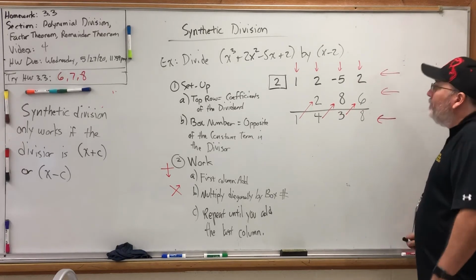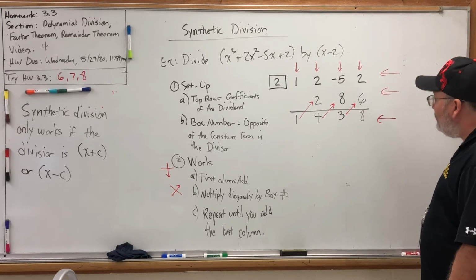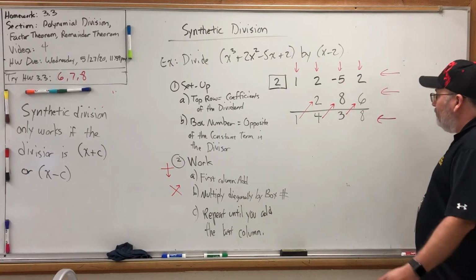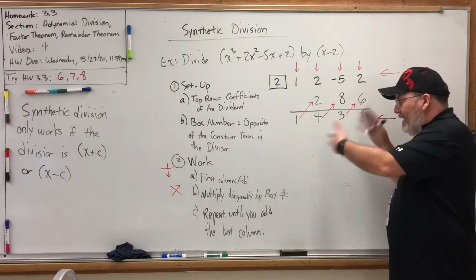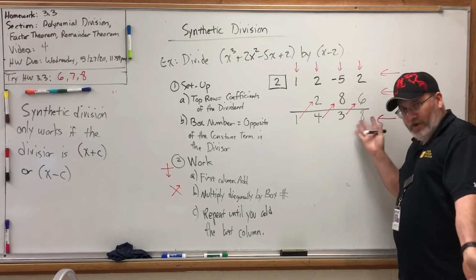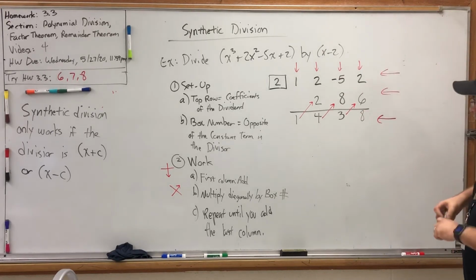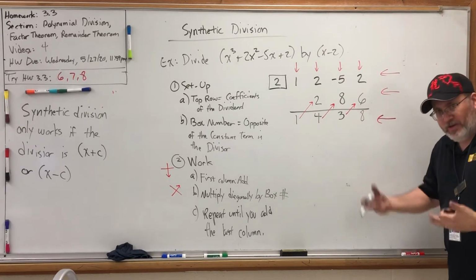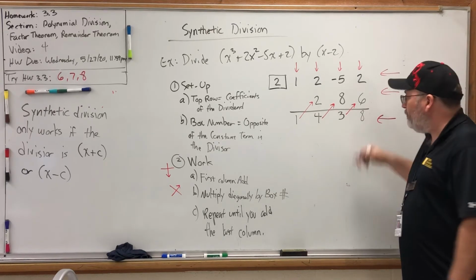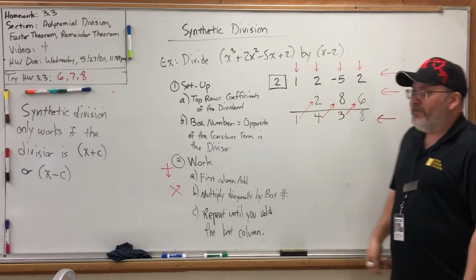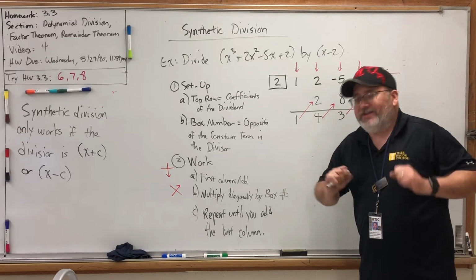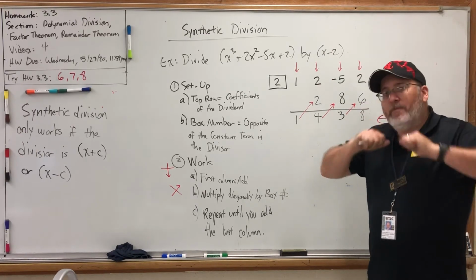Oh, wait, we're not done. Because all we've done is taken all the x's out of the problem, did some setup and some adding and multiplying, and now we've got a new row of numbers down here. But this was a polynomial division problem. I'm expecting a polynomial answer. All I have are a bunch of numbers. You start synthetic division by taking out the x's. Guess how you end it? You put them back in.